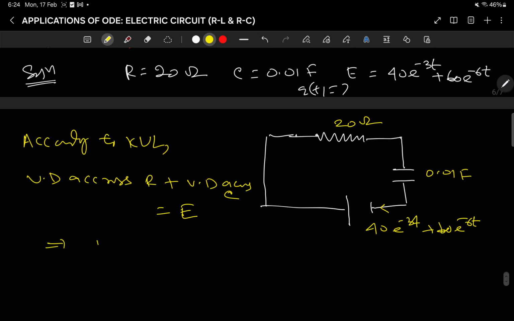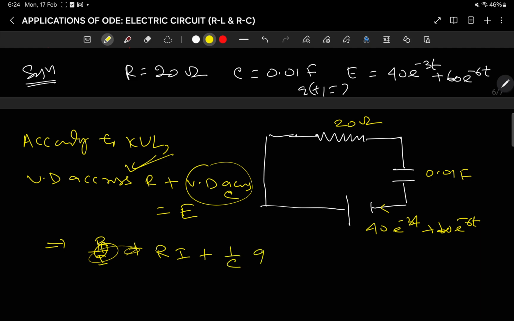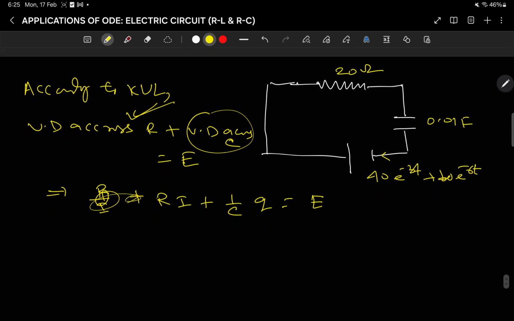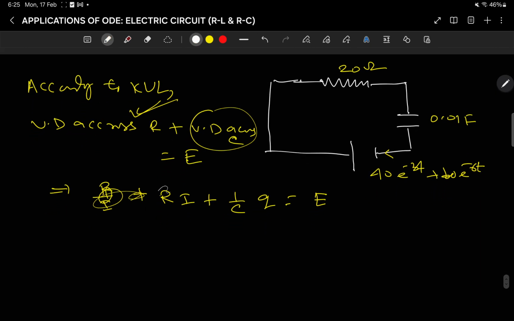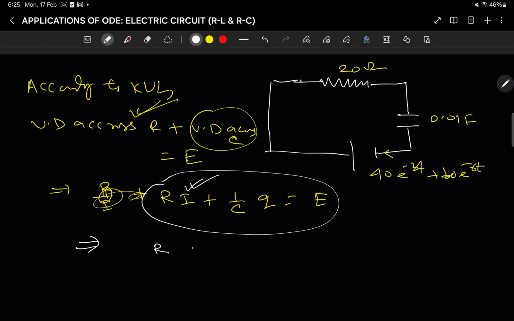So that means Ri plus the voltage drop across the capacitor, Q by C, that is (1/C)Q, is equal to E. Now we want to write it in terms of Q. Since I is dQ/dt, we get R dQ/dt plus (1/C)Q equals E, which is 40e^(-3t) + 60e^(-60t).